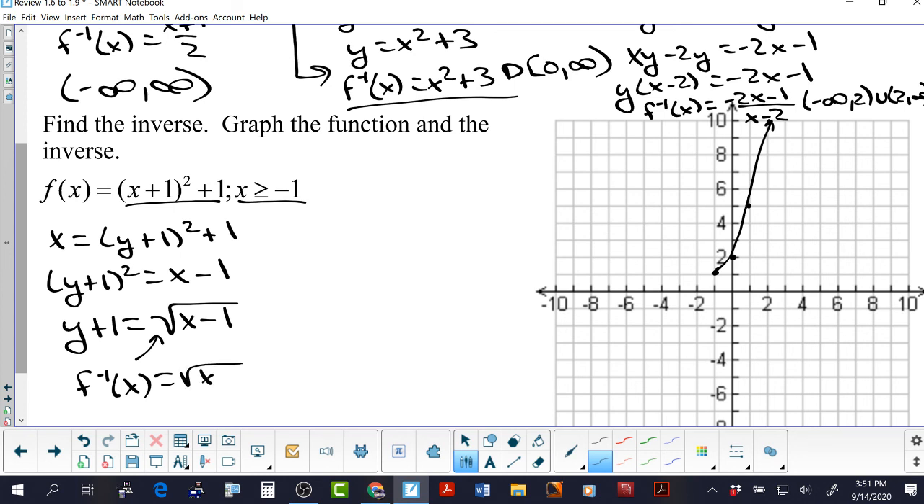Square root of x minus 1 minus 1, so we need to go right 1 and down 1. Right 1 and down 1 from 0, 0, then square root of 1 is 1, square root of 4 is 2, square root of 9 is 3. And notice that's a perfect reflection over the line y equals x.